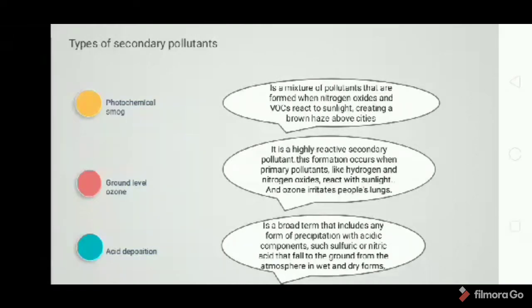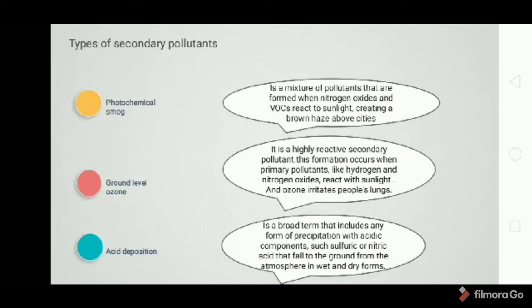Photochemical smog is a mixture of pollutants that are formed when nitrogen oxide and volatile organic compounds react to sunlight, creating a brown haze above cities. So kumbaga, a brownish haze are often indicators of photochemical smog. So nitrogen dioxide is responsible for the brownish color of the haze.